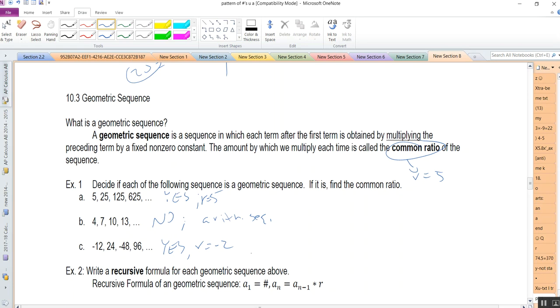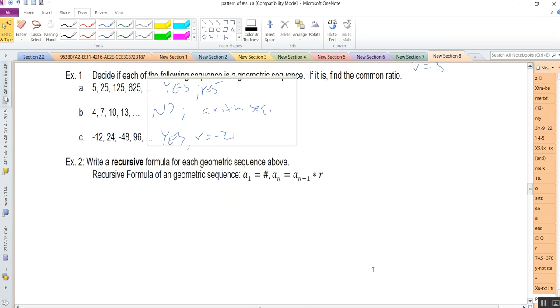Now there is a recursive formula that goes with it. And in this case, you're doing an equals an minus 1 times r. So what you're doing, say for part A here, is you're going to say the first term is 5. And then an is your new term. An minus 1 is your previous term. And multiply by 5. So this way, when you try to find a2, you do a1 times 5, you get 25. If you do a3, you just do that.